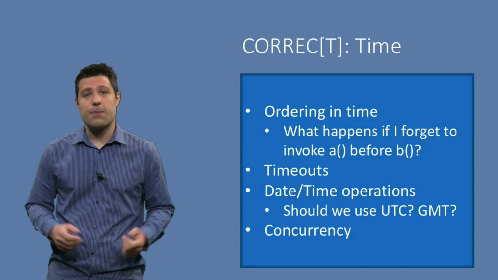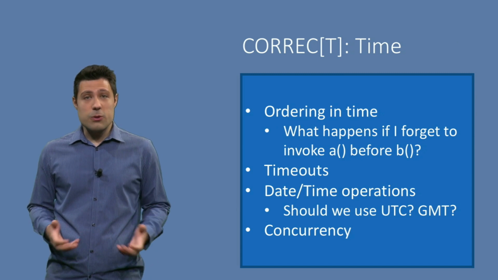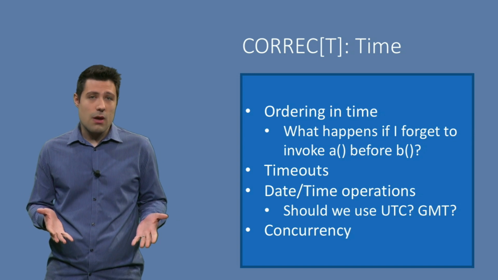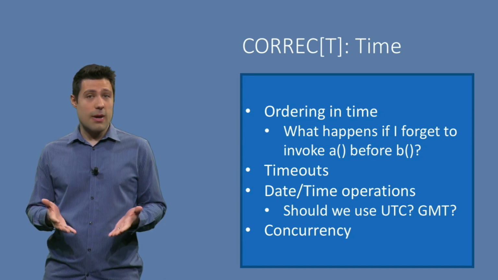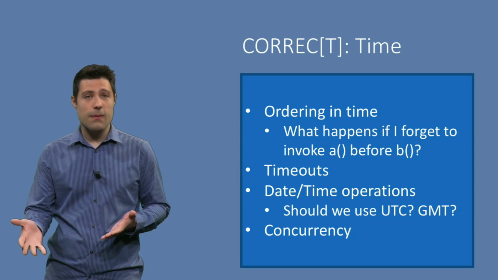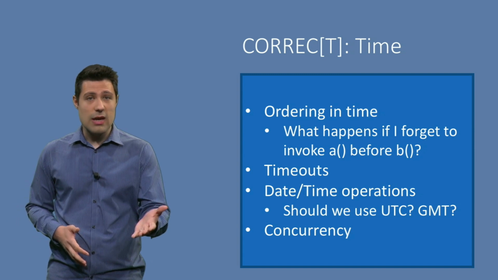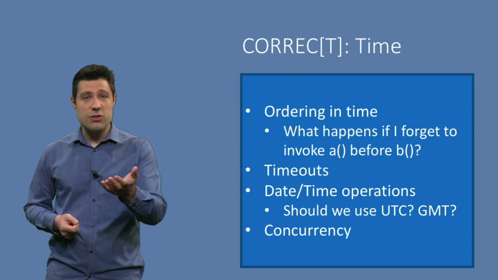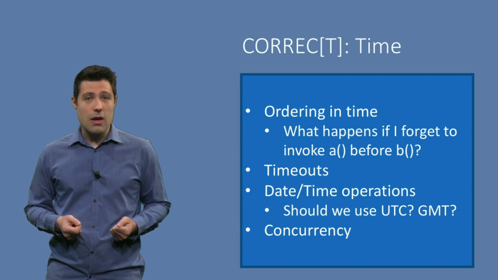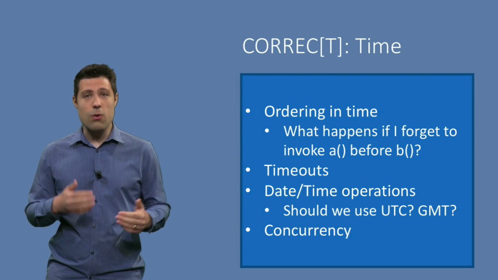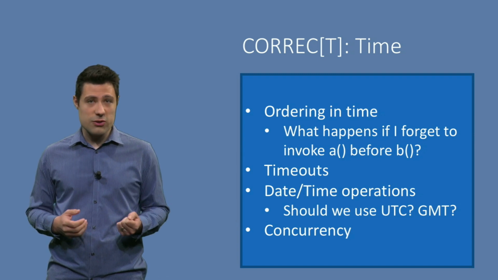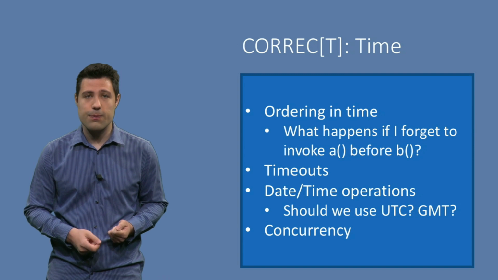Finally, time. And time has two perspectives. The first one is ordering in time. What happens to your class if you invoke method A before method B? Or if you just invoke C and you forget to invoke B? Let's suppose there's an order there. Does your system gracefully fail? What should happen in cases that you invoke methods out of order? If you have such constraints in your system, you should test for them.